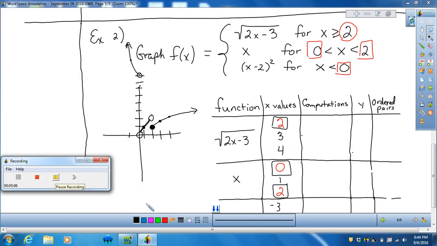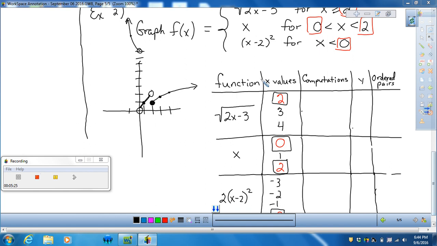Okay, for example 2, we have graph f of x equals square root of 2x minus 3 for x greater than or equal to 2, x for 0 is less than x is less than 2, and x minus 2 squared for x is less than 0. So you can see on the table, again, we have the same categories: function, x values, computations, y, ordered pairs.